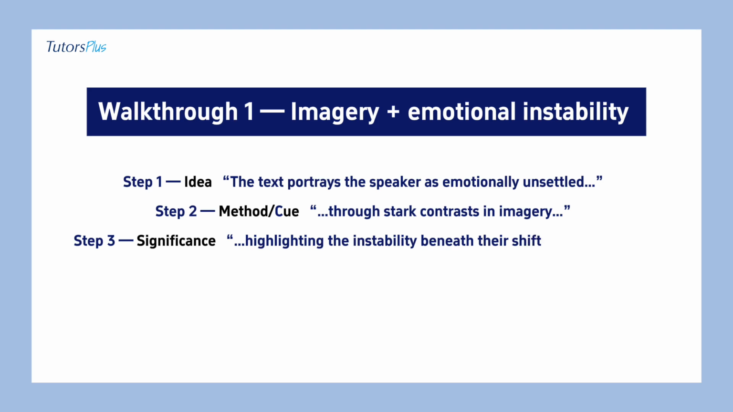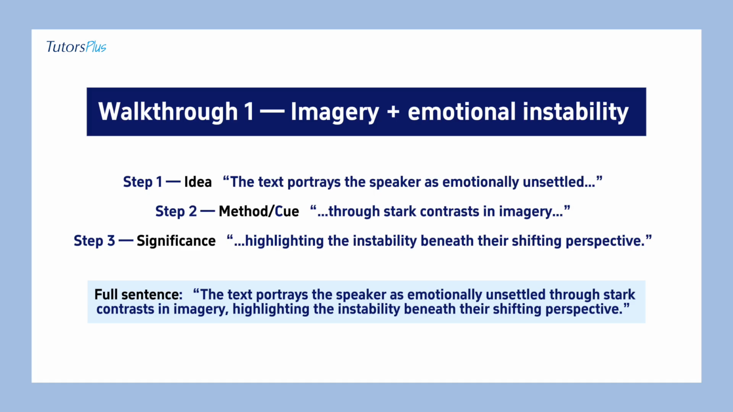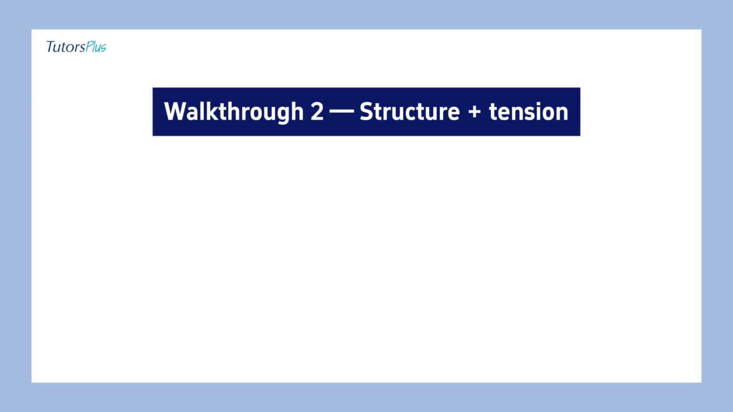And then through the significance, highlighting the instability beneath their shifting perspectives. It really walks us into what we're going to look into. So complete, the text portrays the speaker as emotionally unsettled through stark contrast in imagery, highlighting the instability beneath their shifting perspectives. Or another example, just to really solidify this and drive it home.